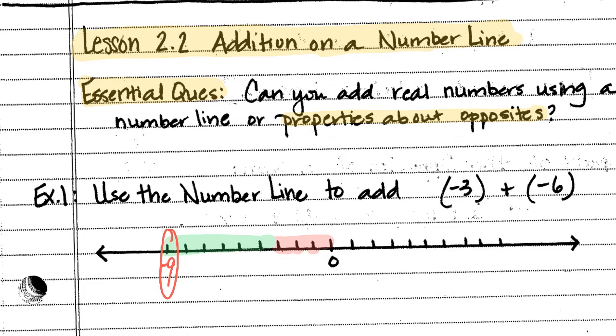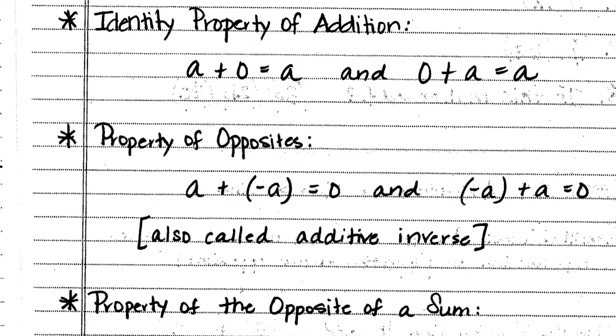So just to review, remember when I add integers with the same sign, I'm going to keep the sign and add the number. All right, we're going to start talking about some properties now. The identity property of addition says when I add a number to 0, that same number comes out. 4 plus 0 is 4. And I like the word identity because it is identical.